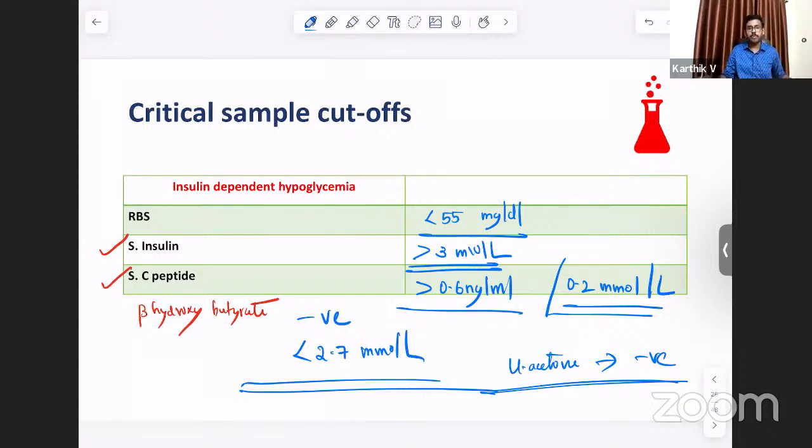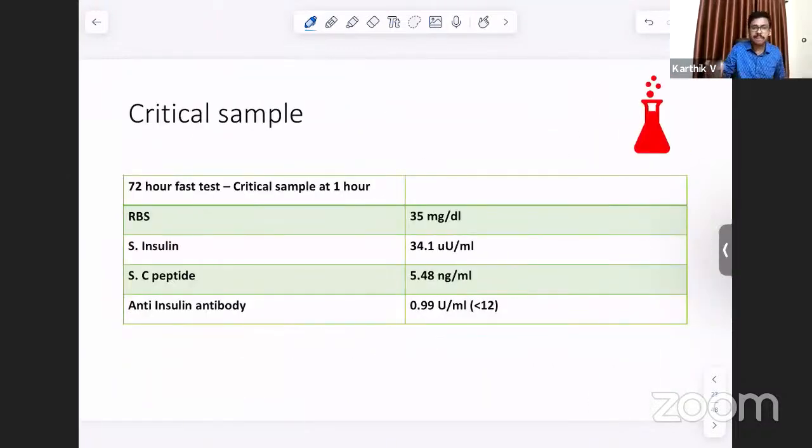Okay, so these are the cutoff: blood glucose of less than 55, a serum insulin of more than 3 micro international units per ml, and a C-peptide level of more than 0.6 with a suppressed ketone body level. Now, look at the values in my patient. The blood glucose was 35, which is less than the cutoff of 54 or 55. Okay. And insulin definitely is more than 3 milli international units per liter or micro international units per ml. Both are the same. So it is more than 10 times elevated above the cutoff.